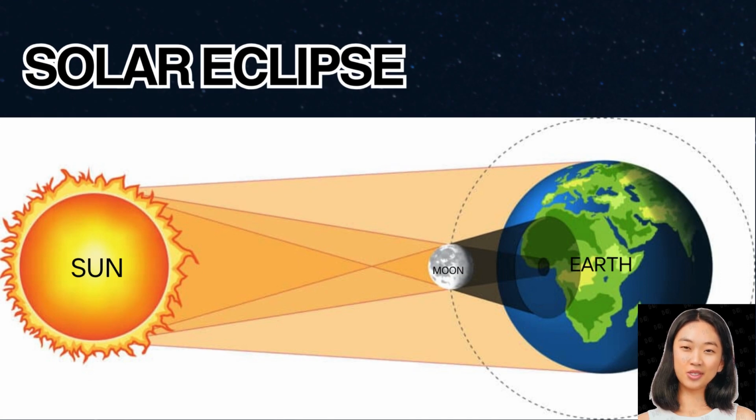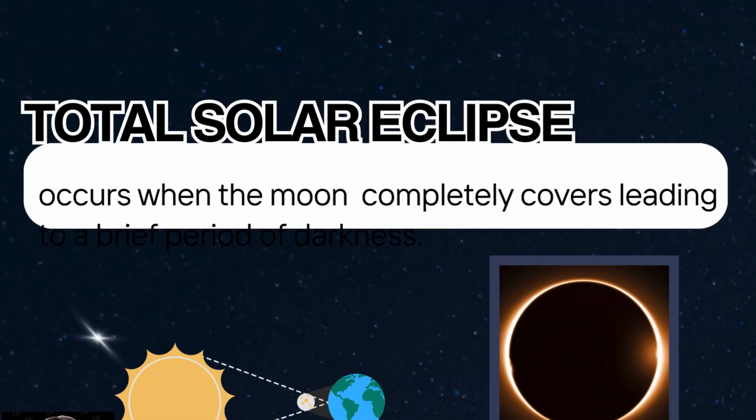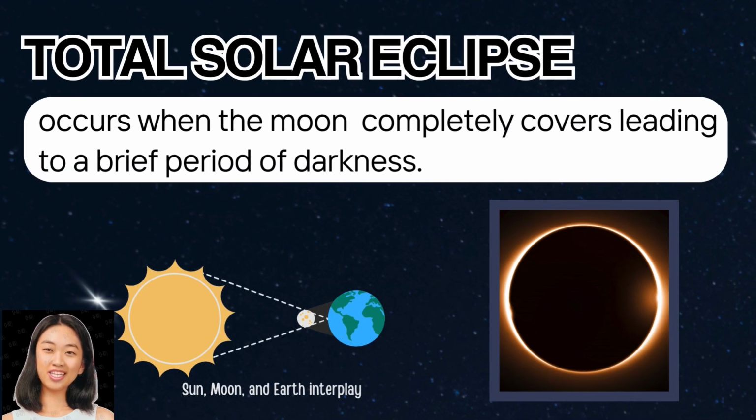A solar eclipse occurs when the Moon passes between the Earth and the Sun, blocking some or all of the Sun's light. There are three main types of solar eclipses: total, partial, and annular. A total solar eclipse occurs when the Moon completely covers the Sun. This is a rare and awe-inspiring event because, for a brief period, it becomes as dark as night in the middle of the day. The Moon fully blocks the Sun, casting a shadow on Earth.